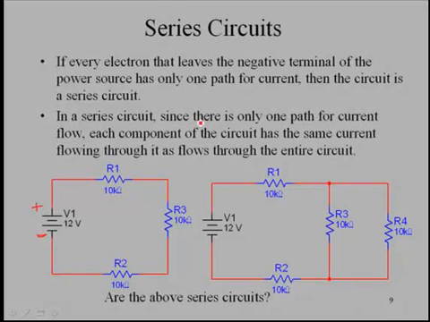In a series circuit, since there is only one path for current flow, each component of the circuit has the same current flowing through it as flows through the entire circuit. That's an important aspect of a series circuit. Since there is only one path for current flow, then the same current goes through R2, R3, and R1. It is the same amount of current.